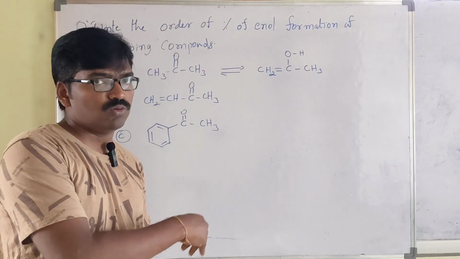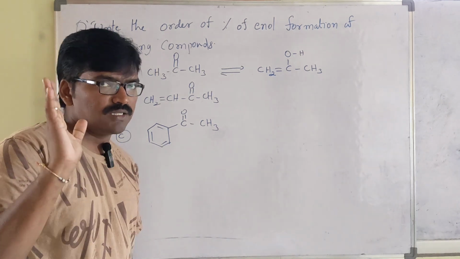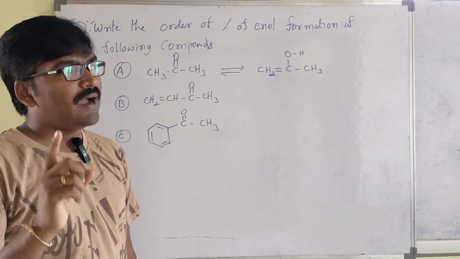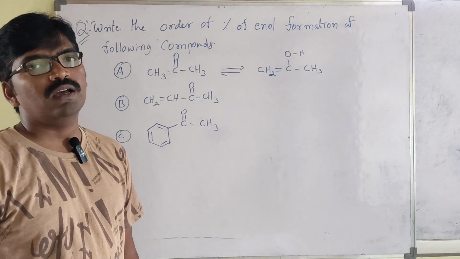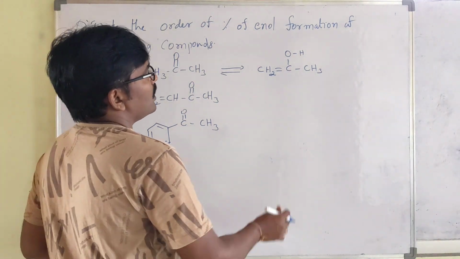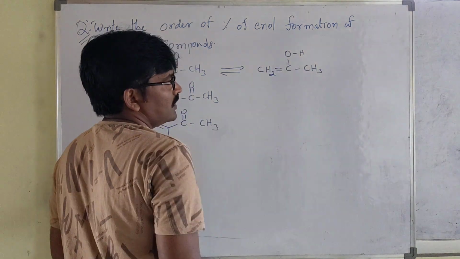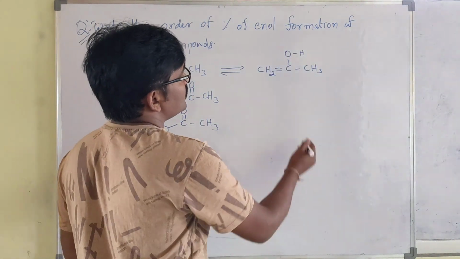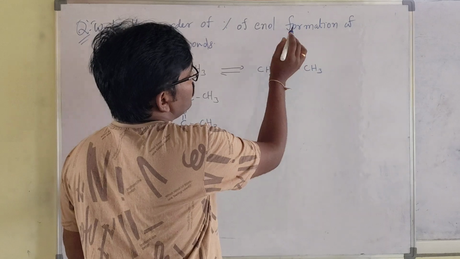Some rules I told: one is aromaticity should be there, hydrogen bonding should be possible, and conjugation should also be there. Sir, are all these possible in it? Aromaticity is not possible in it. Of course, conjugation is double bond, single bond, lone pair of electrons conjugation.